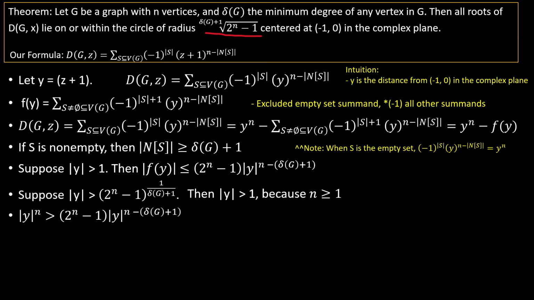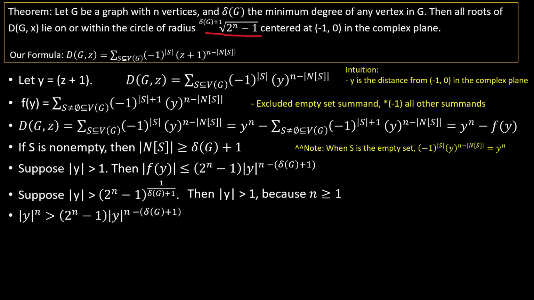Also, it's not hard to derive that the absolute value of y to the power of n must be greater than (2^n − 1) times the absolute value of y to the power of n minus δ(G) plus 1. You only have to use the inequality in our initial assumption for this case. I encourage you to show our newest inequality is true.